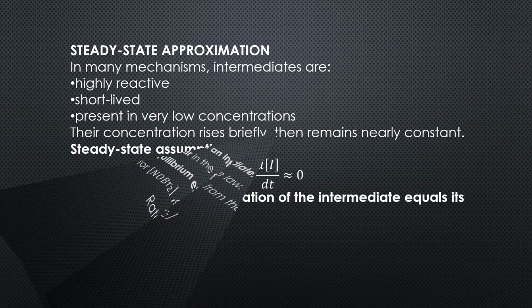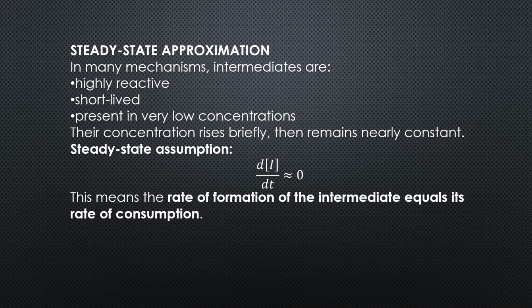Part 3. Steady-state approximation. In many reaction mechanisms, intermediates are highly reactive, short-lived, and present in very low concentrations. Their concentration rises briefly and then remains nearly constant for most of the reaction. Steady-state assumption. The steady-state approximation assumes that the rate of change of the concentration of an intermediate with time is approximately zero. In words, this means that the rate of formation of the intermediate equals its rate of consumption.